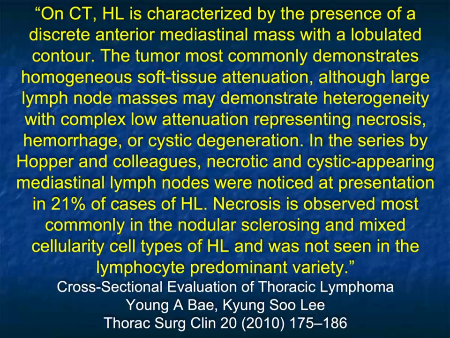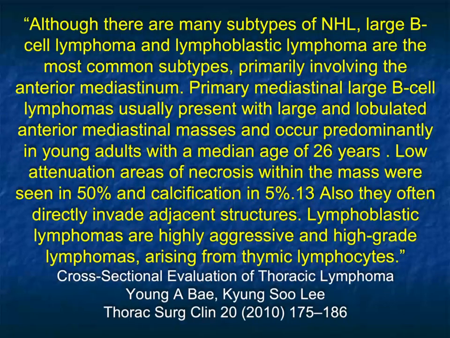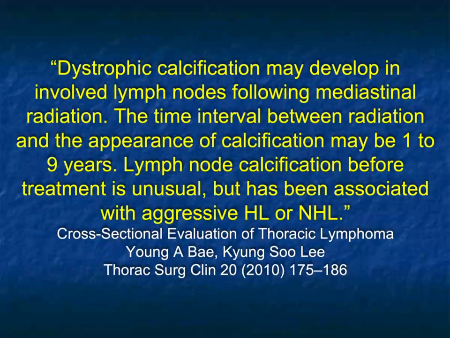I've seen cases that have been confused with TB or vice versa. Although there are many subtypes of non-Hodgkin's lymphoma, large B-cell lymphoma and lymphoblastic lymphoma are the most common subtypes, particularly involving the anterior mediastinum. And again, we talk about lower density zones. We talk about lymphoblastic lymphomas being highly aggressive, high-grade lymphomas arising from thymic lymphocytes. So again, there's a range of aggressiveness, and how you manage these patients will vary depending on what the biopsy shows.